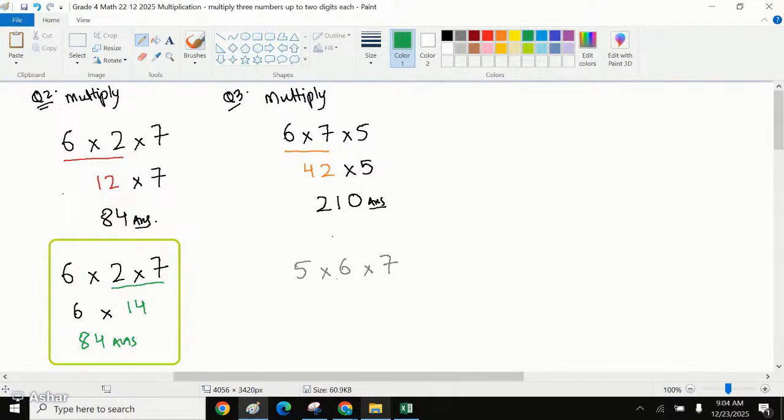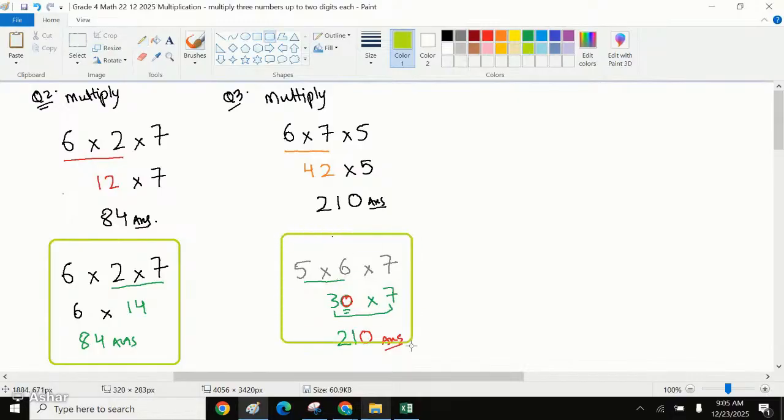So can we say that 5 multiplied by 6 is 30, multiplied by 7, and this is the number that has a 0 next to it. So 3 multiplied by 7 is 21, and we bring down the 0 as it is because there is 1 0. So we still have the same answer, 210. So a change of order in multiplication does not affect the answer. Do we agree? Yes. Thank you.